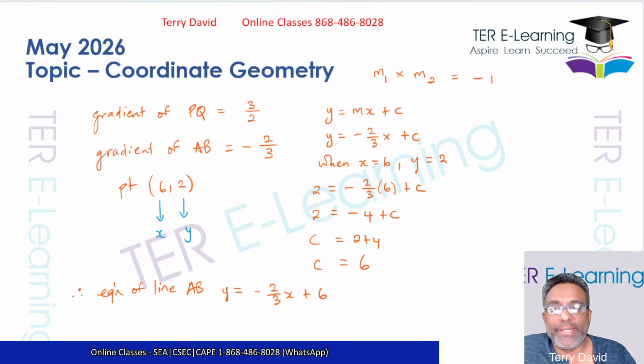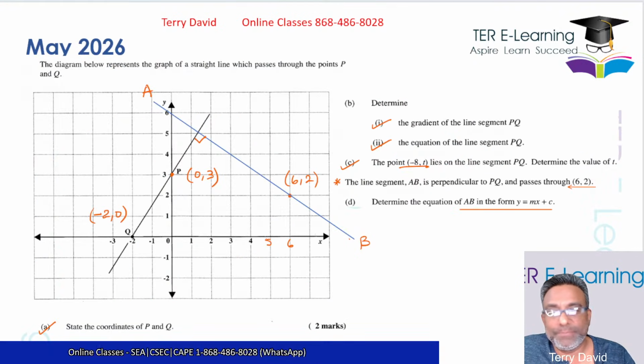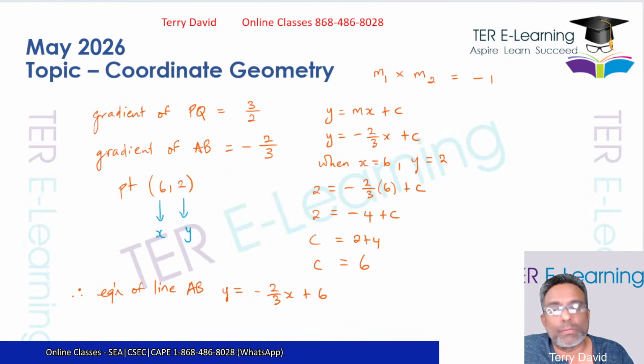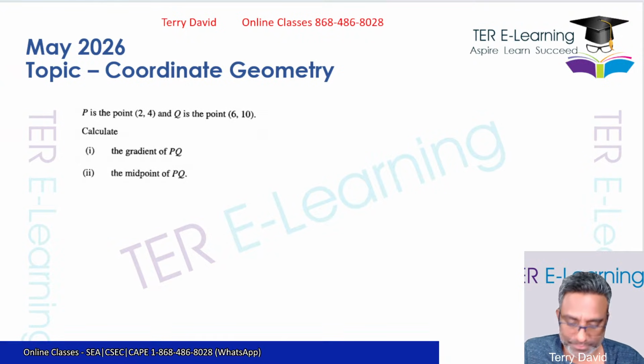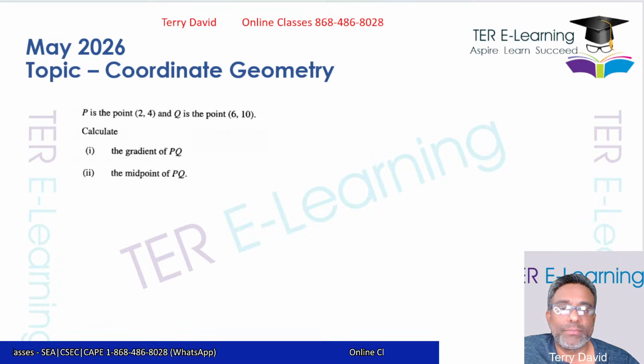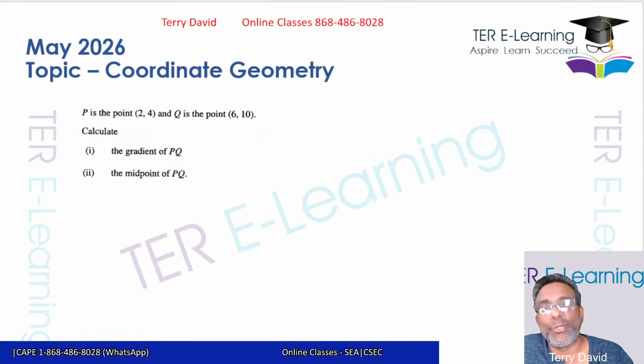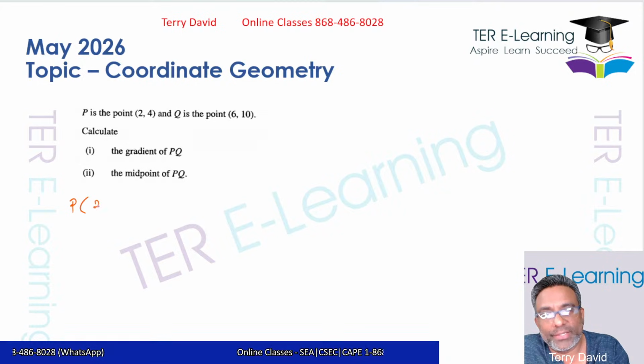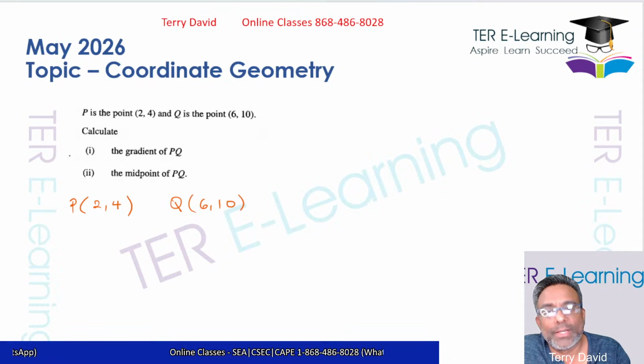All right. So that is our first question here that we've completed. Let's try the next one here. So we have P is (2, 4) and Q is (6, 10). We want to work out the gradient of PQ. So we have a point P, which is given by (2, 4). We have a point Q, and that's given by (6, 10). And we want to first work out the gradient of PQ.